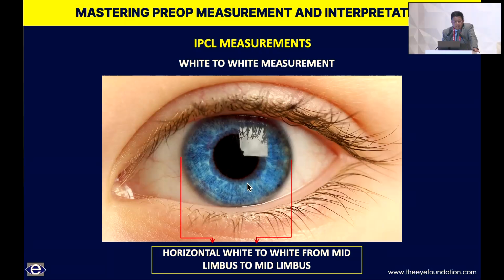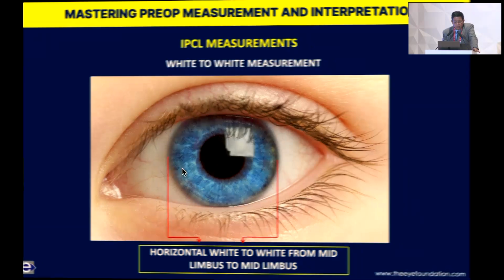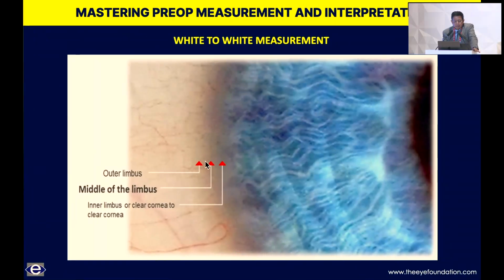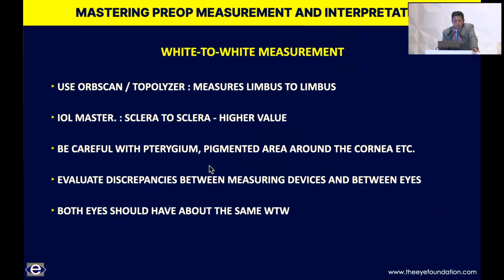And please understand that for white to white, the limbus is not a single line, but obviously a zone. Essentially what you have to measure is from the mid limbus to the mid limbus. Leave the blue alone, leave the white alone, but carefully under the microscope, go to the central area and measure from the mid limbus to the mid limbus to get the most accurate measurements.